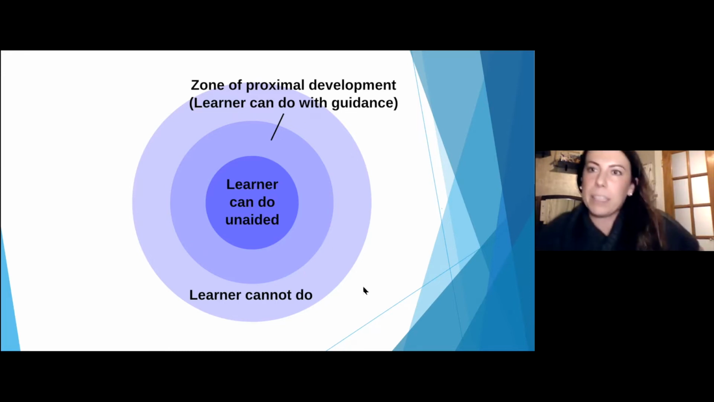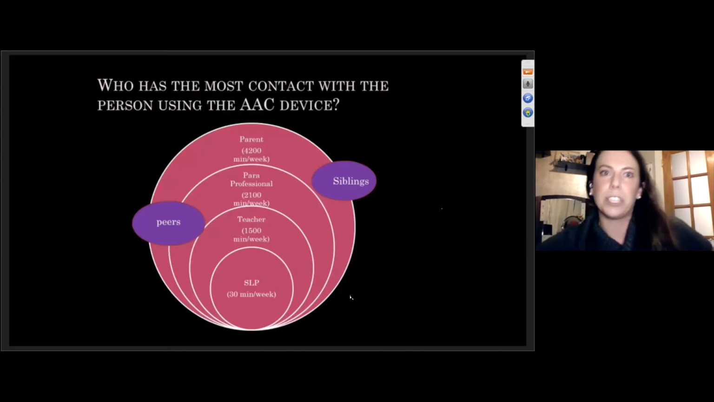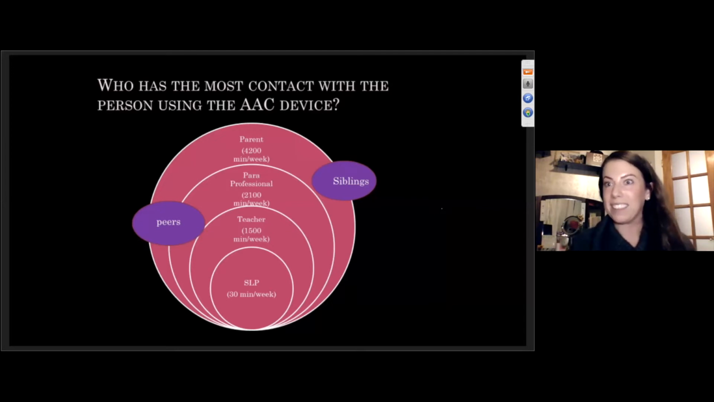It's something to keep in mind too when we're talking about communication. So why is this important? Why is it important for you guys to know? Why are you here? This is the reason: you are with your kids, you are with your AAC users the most per week.